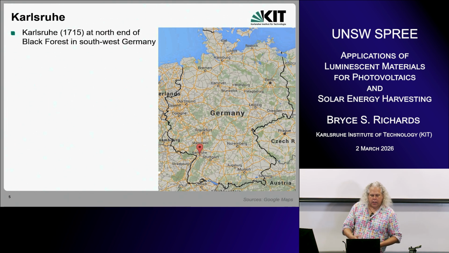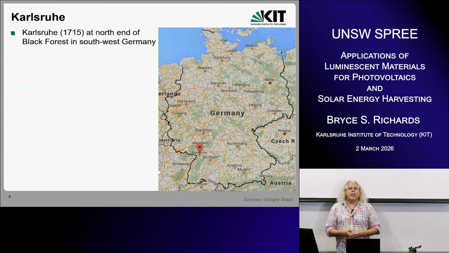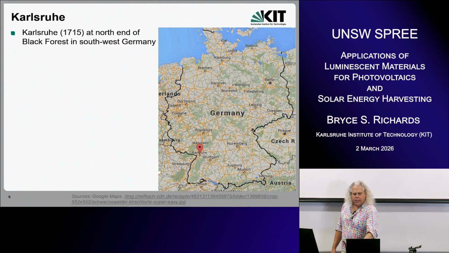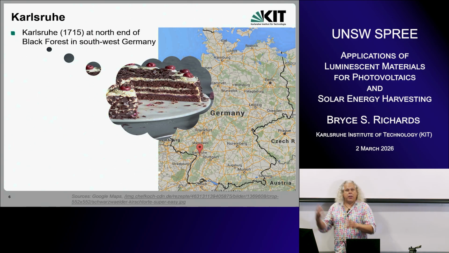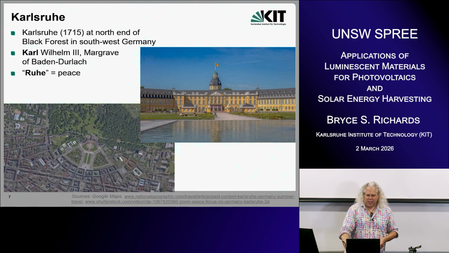So where are we? That's a map of Germany. Karlsruhe is located at the northern end of the Black Forest, so in southwest Germany, not too far from Stuttgart. And if you hear Black Forest and you think of this, yep, that's the one, okay? You got the right place.